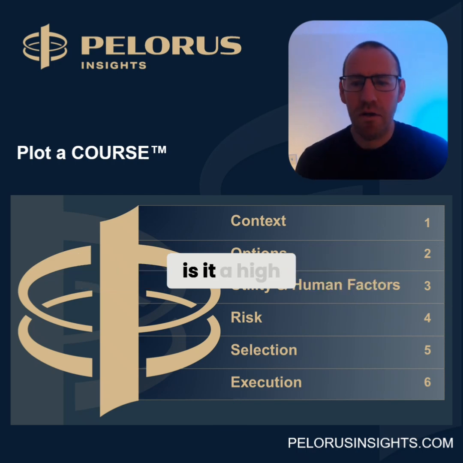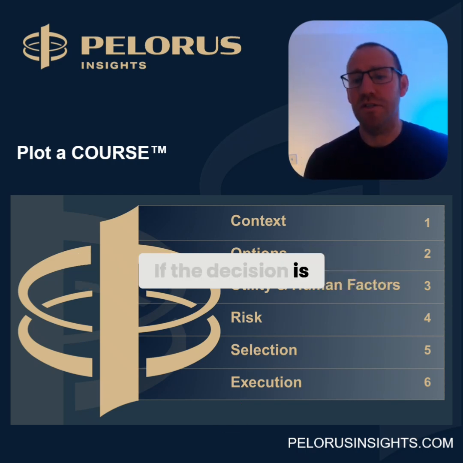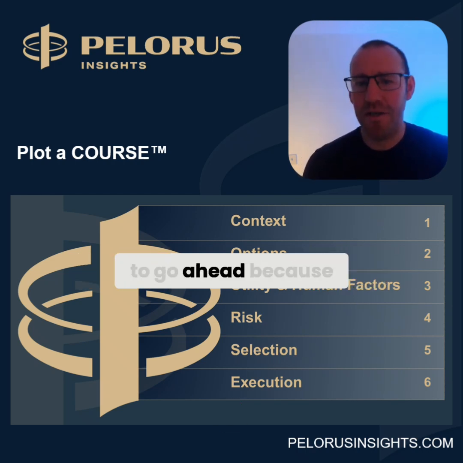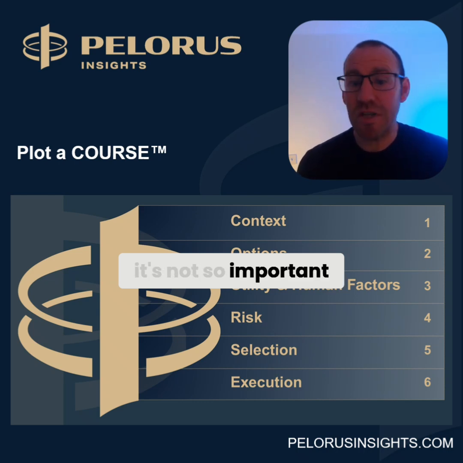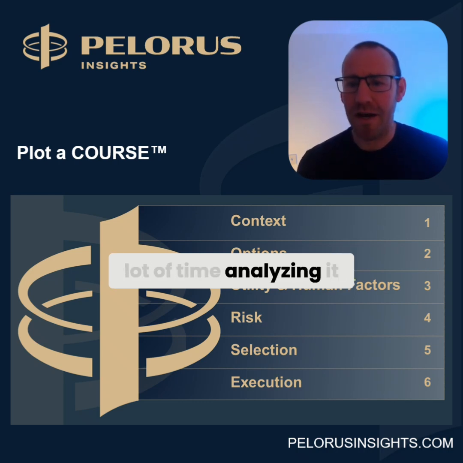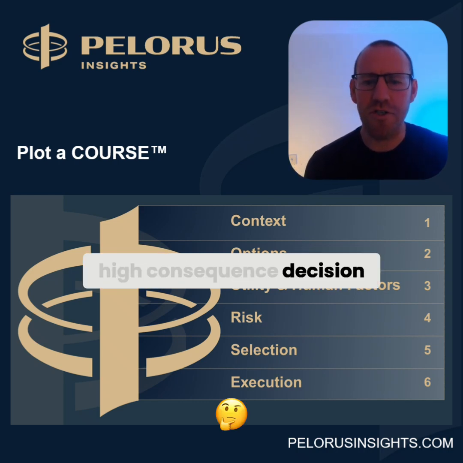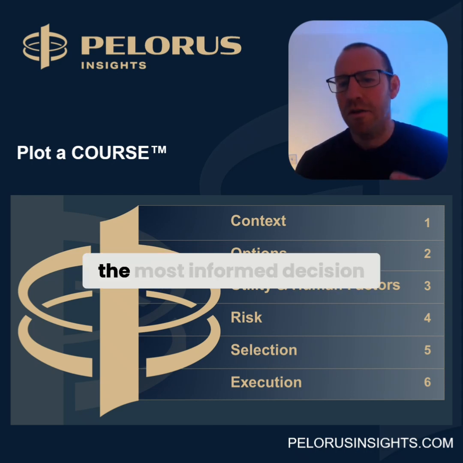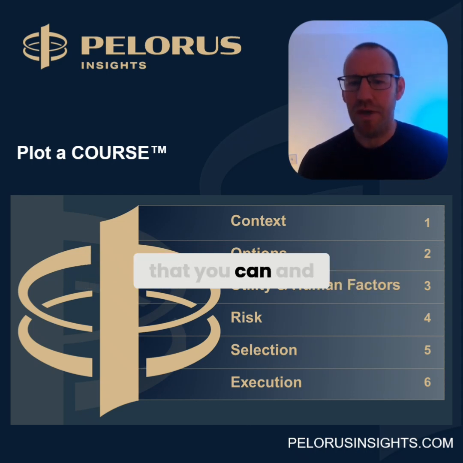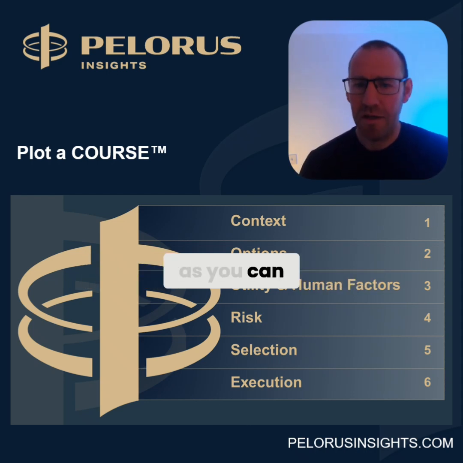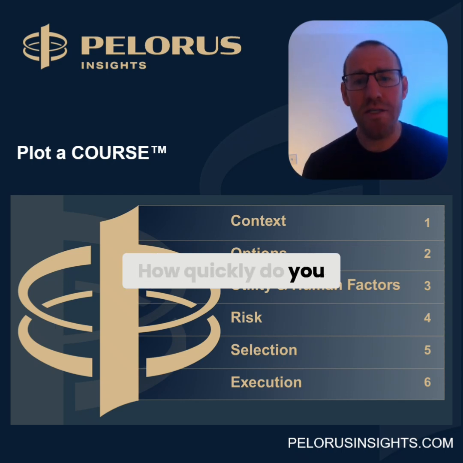So those are, is it a high consequence decision? If the decision is low consequence, you might just want to go ahead because it's not so important that you'd spend a lot of time analysing it. But if it's a high consequence decision, then clearly you want to make the most informed decision that you can and take as much time as you can in order to make that decision. But time is a second factor. How quickly do you need to make the decision?